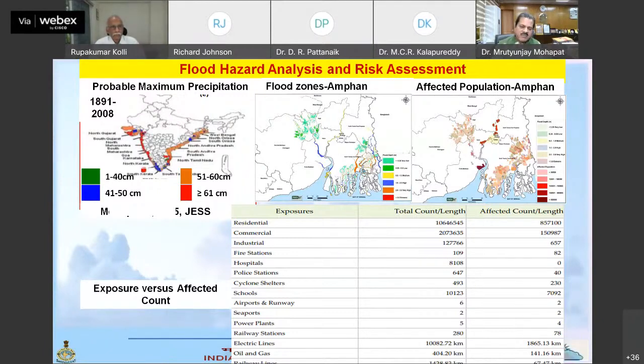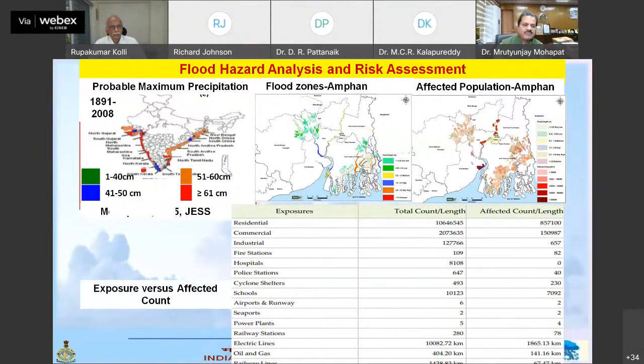All these attributes are being prepared in real time and being provided to the district collectors, the state authorities, and national authorities to take preparatory actions. And you'll be happy to know that based on these, nowadays, the Government of India has introduced a response mechanism in which the financial forecast is being provided, and the government sends money to the states prior to landfall of the cyclones.